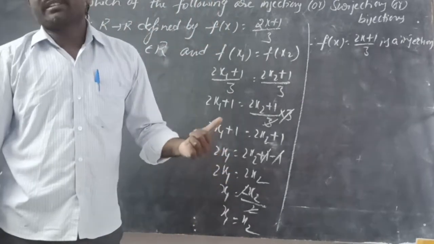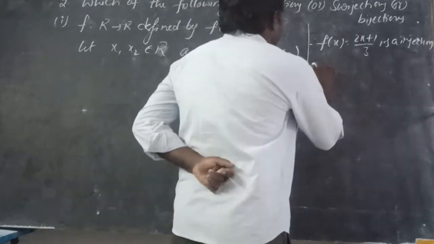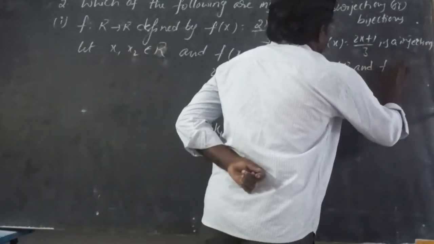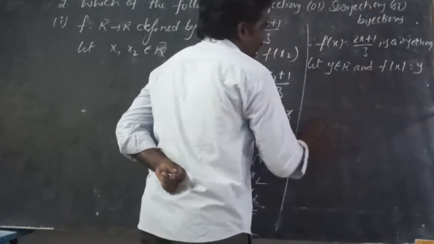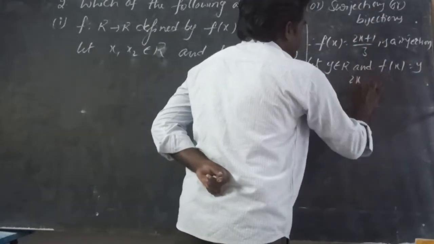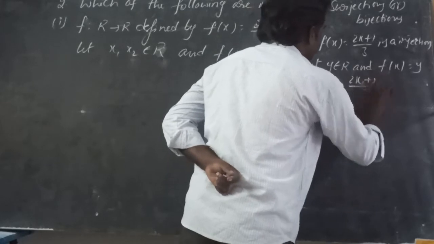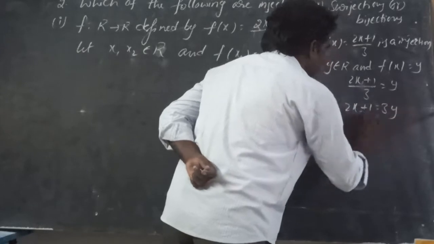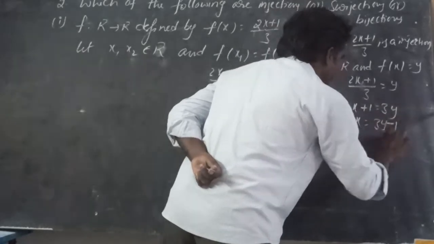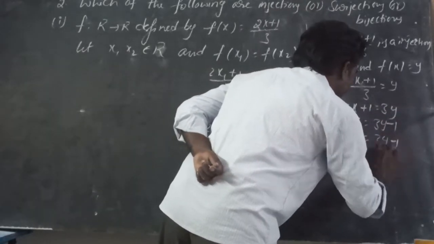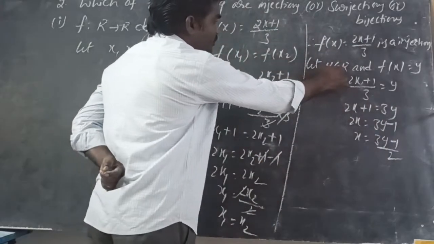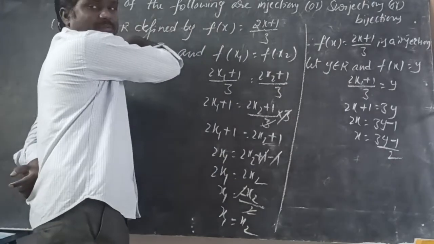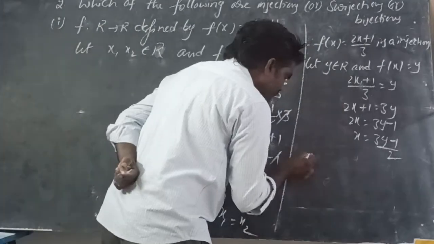Let us take f of x is equal to y. So let y belongs to R and f of x is equal to y. So what is f of x? (2x plus 1) by 3 is equal to y. So 2x plus 1 is equal to 3y. 2x is equal to 3y minus 1. x is equal to (3y minus 1) by 2. Here y belongs to R means what? y belongs to the codomain. Here the codomain is what? Real numbers.